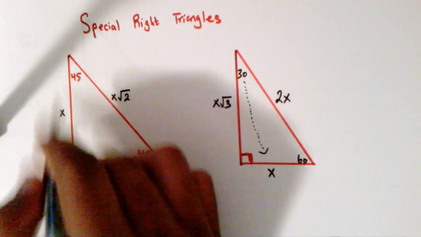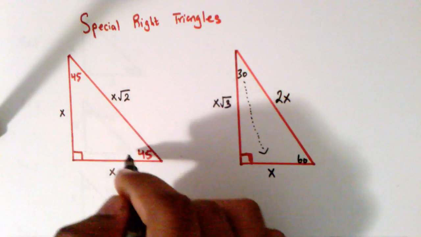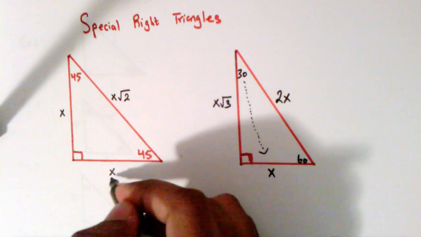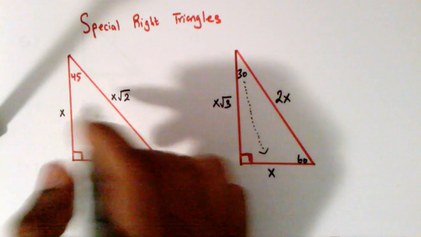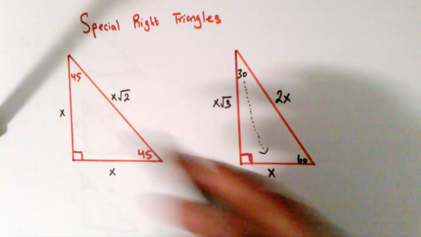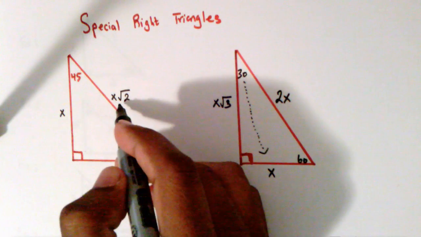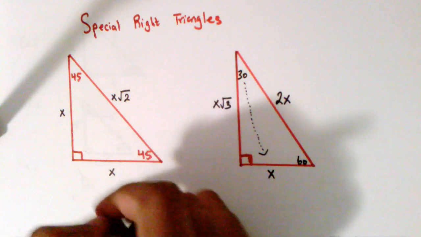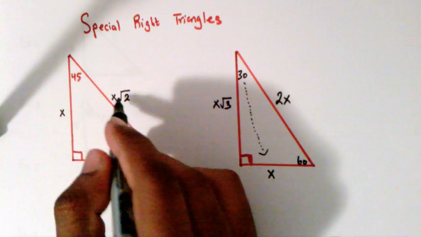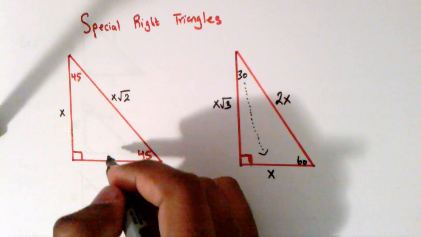your legs of your right triangle will always have the same length, especially if it's 45, 45s. Suppose x is 5. If this side is 5, then this side is 5. And if I want to know what the hypotenuse is, I don't have to do my Pythagorean theorem. I can simply tack on a radical 2 to the 5. So, if this was 8 and 8, my hypotenuse would be 8 times radical 2. That would be the length, 8 radical 2.